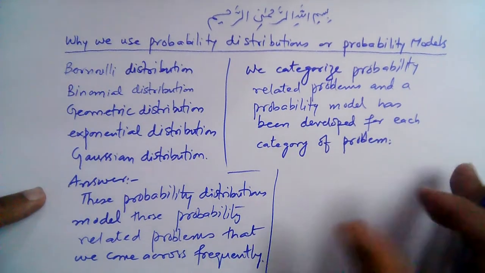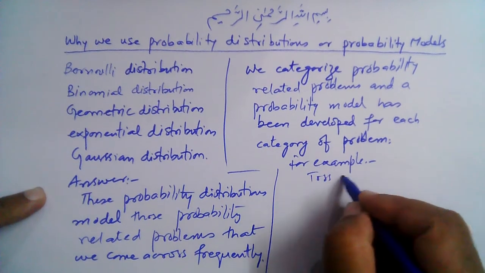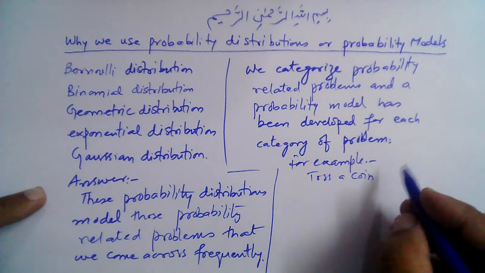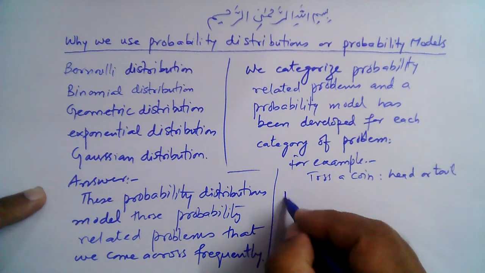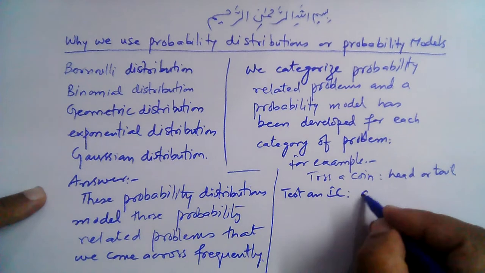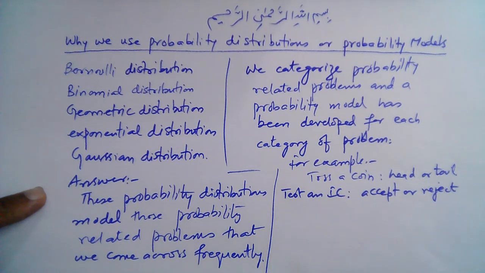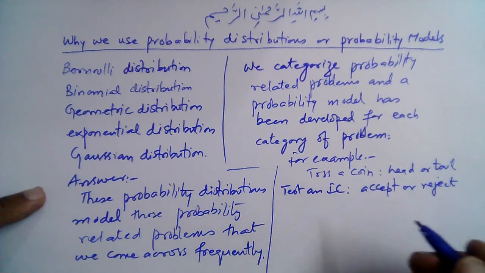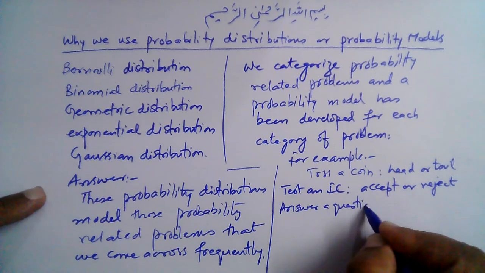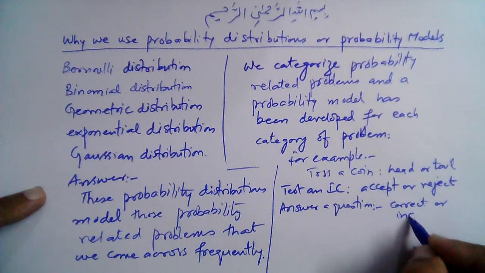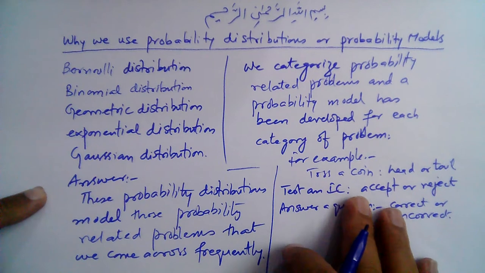So for example, let's consider toss a coin. So this is a single experiment with two outcomes, head or tail, right? Similarly, let's consider another problem, to test an integrated circuit. So again, there are two possible outcomes, accept or reject. Another example problem is that you answer a question, the answer may be correct or incorrect, right?